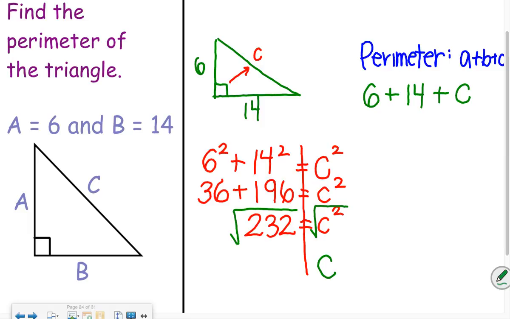So the square root of 232 is 15.2. Now that is not the answer to this question. That is just the length of my hypotenuse. So then I'm going to take that 15.2, and now I can add all three sides together, because I know that C is 15.2. So 6 plus 14 plus 15.2, I get my perimeter, which is 35.2.